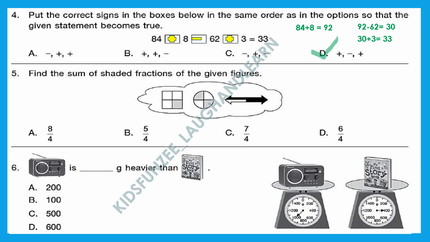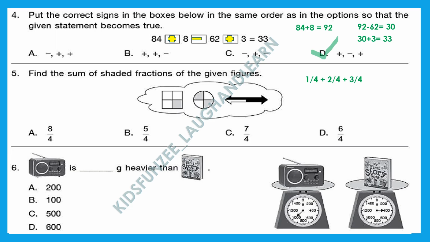Find the sum of shaded fractions of the given figure. Now we know the fraction, right? Numerator has to be the asked value and denominator has to be the total number of segments. Here for the first one, there are a total of 1, 2, 3, 4 parts and one part is shaded. So it will be 1 by 4. Then the circle has 2 parts shaded and total 4 parts. So it will be 2 by 4. And the arrow has 3 shaded and 4 parts, so it will be 3 by 4.